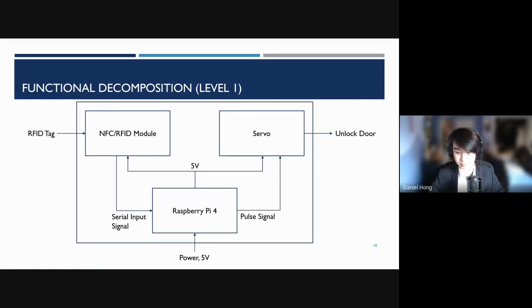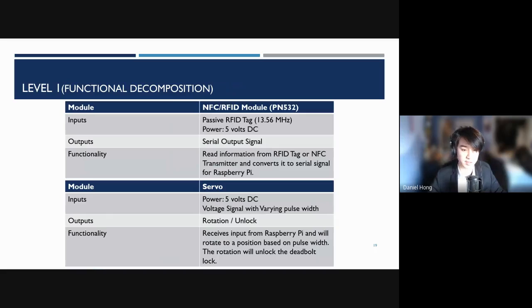Next slide. Here's the information I just stated about the two modules. Finally, we have the Raspberry Pi 4 to act as interface between the two modules. And later, when we integrate a database, it will have another input for the Raspberry Pi. Next slide.